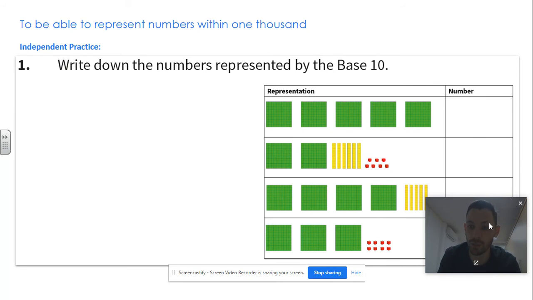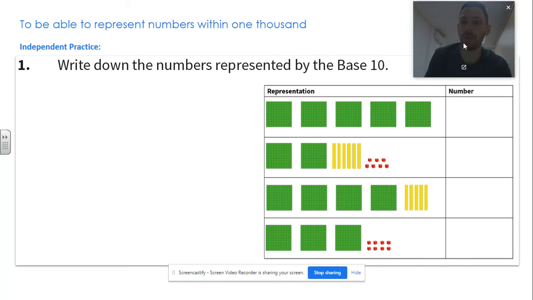Okay, it's now your go, so I'm just going to move the image of me. I'd like to pause the screen and have a go at this example.